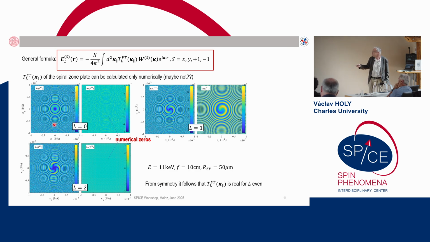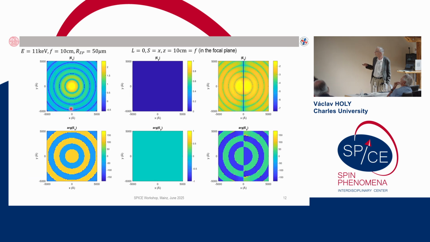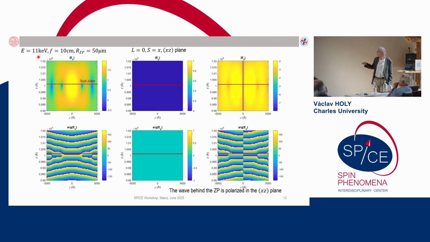These are the results. Maybe there is an analytical formula for the Fourier transformation of the spiral zone plate, but I don't know. I did it in this brute force way. These are the results, so I think I can skip these pictures. We have always the amplitudes and phases. For the non-OM wave, linearly polarized, I always used, as I said, 11 kilo-electron volt as an energy. The focal distance was 10 centimeter, and the radius of the zone plate was 50 microns, so a pretty small zone plate.